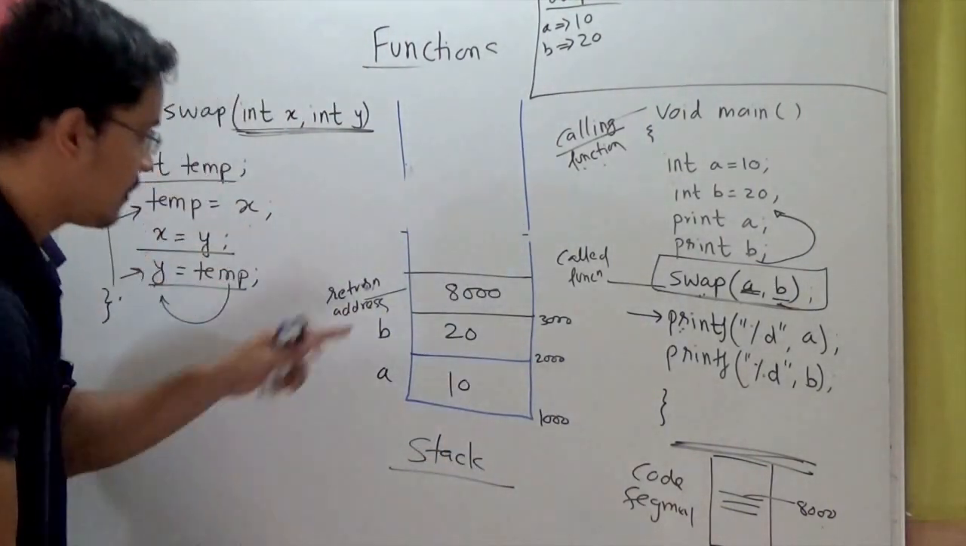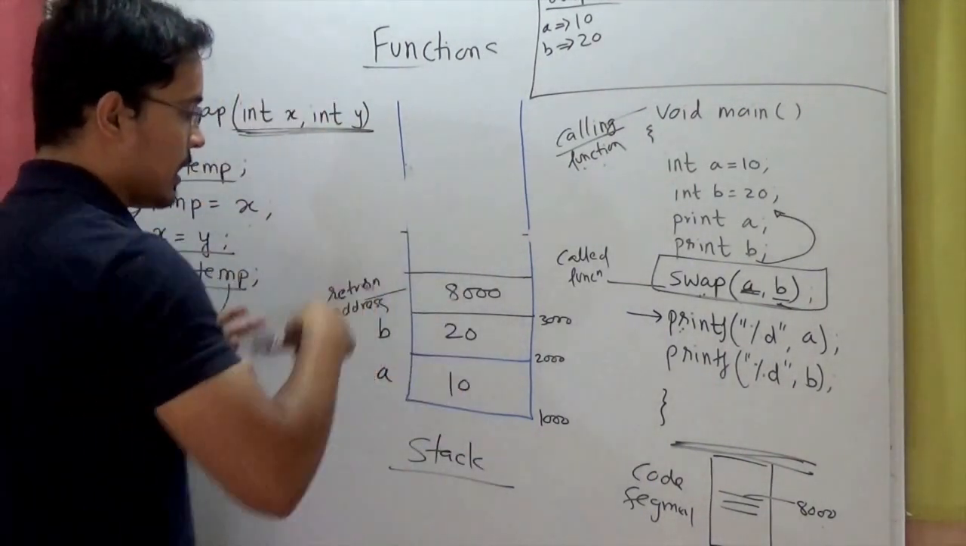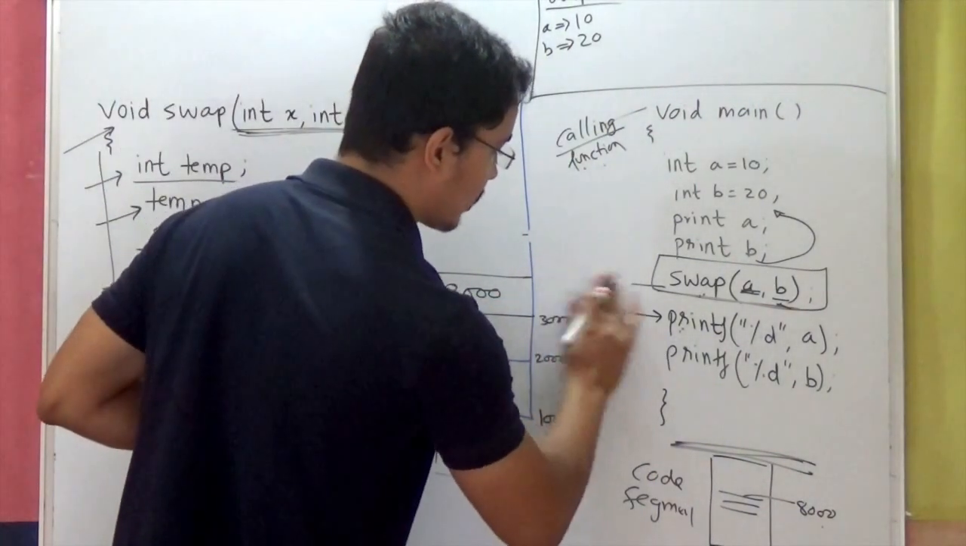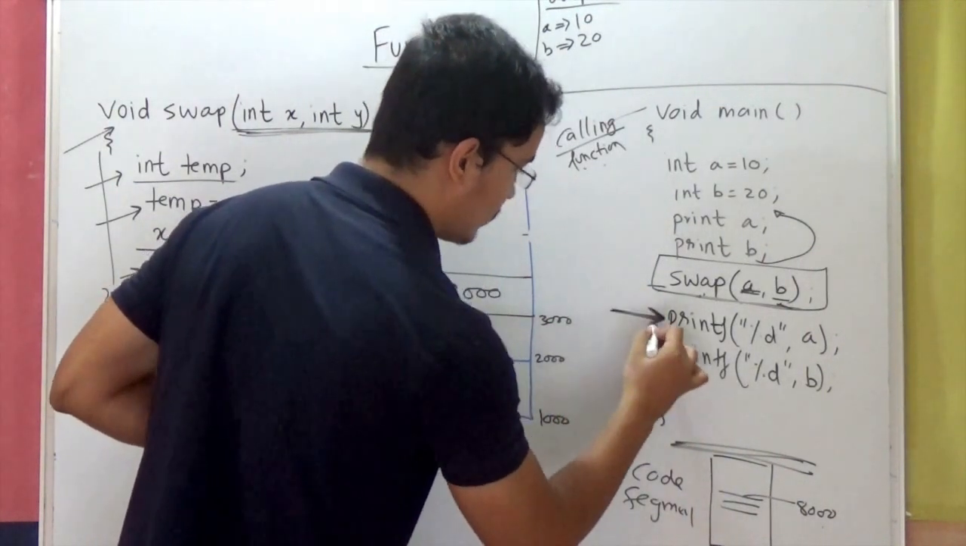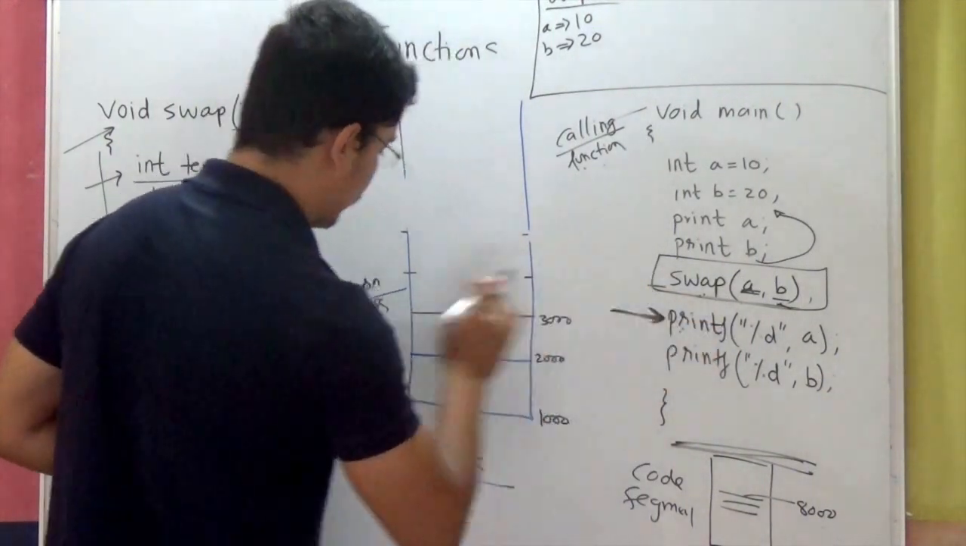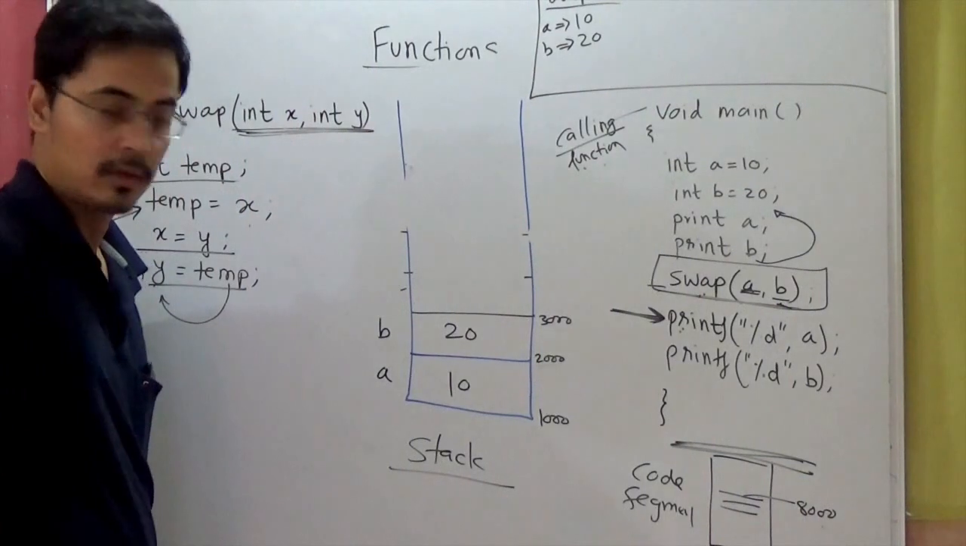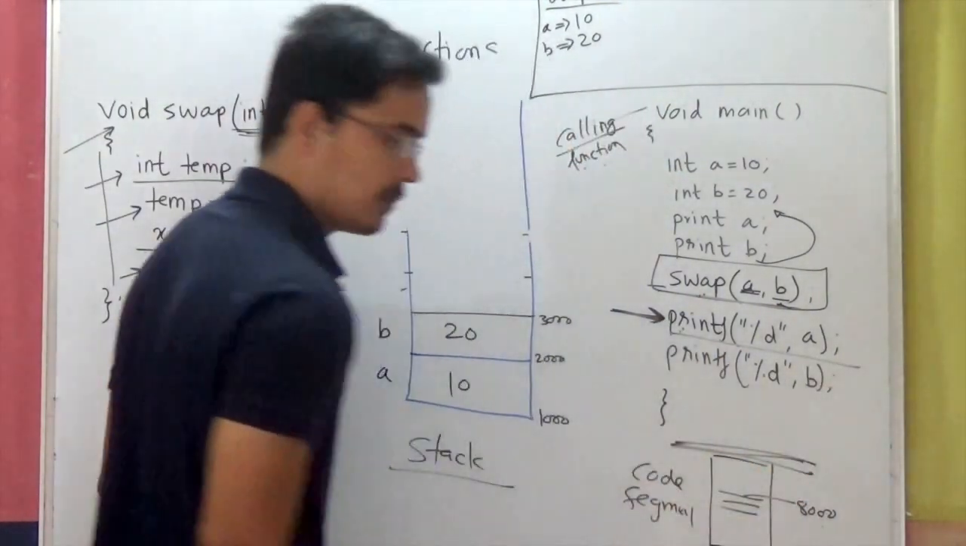And now we have the return address. So using this return address, it will be popped off first. And using that address, the execution control will come back here. Right? So we'll again pop off this. And using that value, the execution control of the program will come back here.